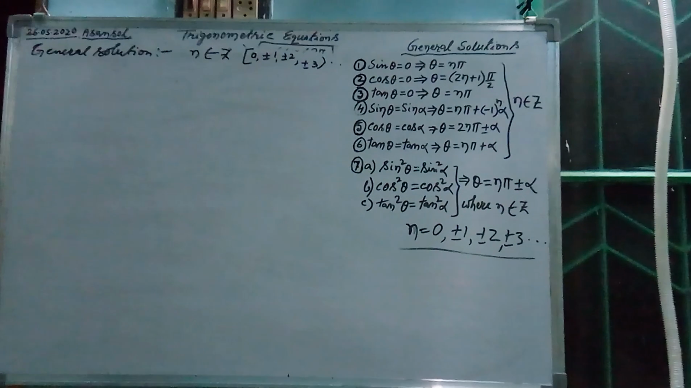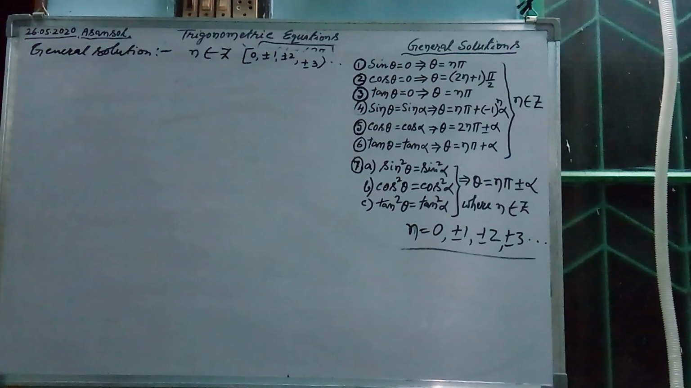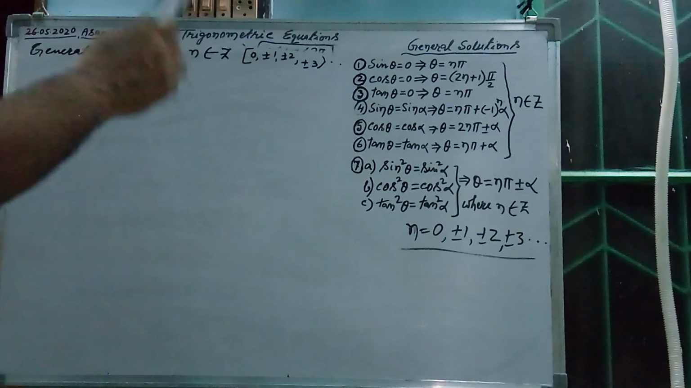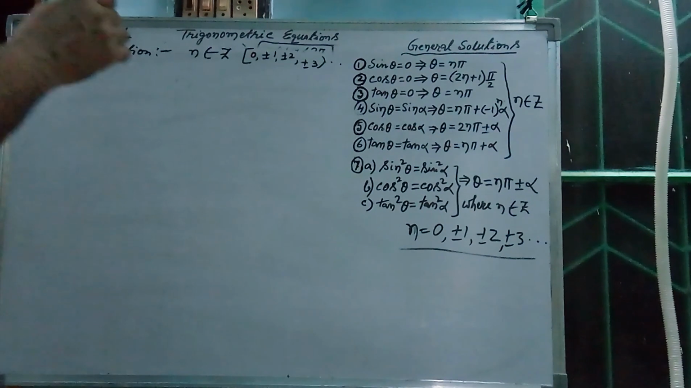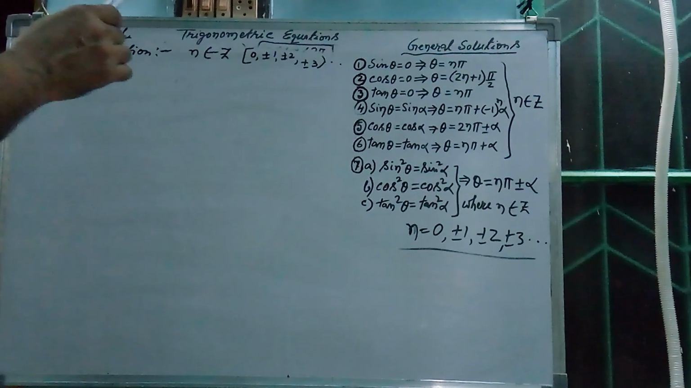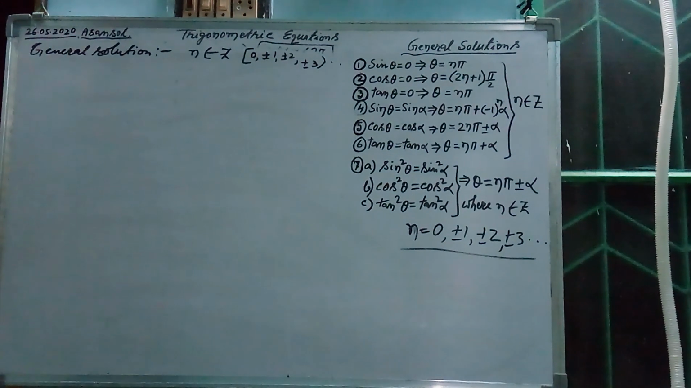Why? Because we know that sin x, cos x, sec x and cosec x are periodic functions with a period 2 pi, and tan x, cot x are periodic functions with a period pi. Therefore, all possible solutions of any trigonometric equation are called its general solution.